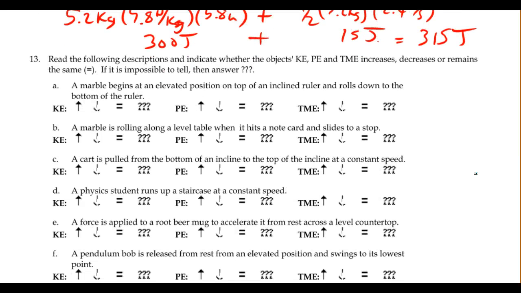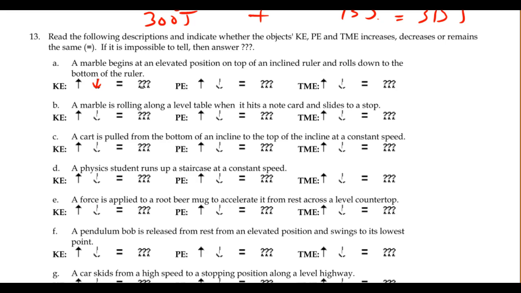Okay, in each of these cases, we're looking for what would happen to the kinetic energy. Will it stay the same, or will it go down? This is a down arrow. Will it stay the same, or can't we tell? And we're going to look at the kinetic, the potential, and the TME for each case.